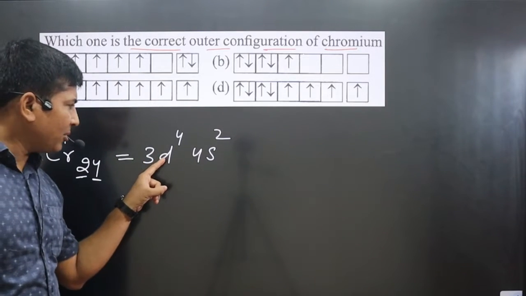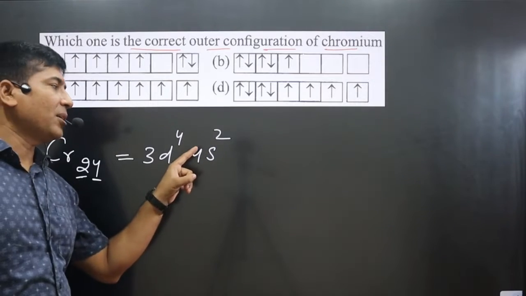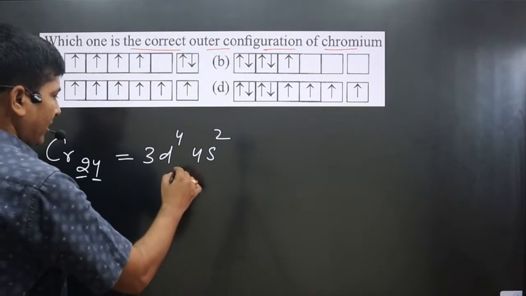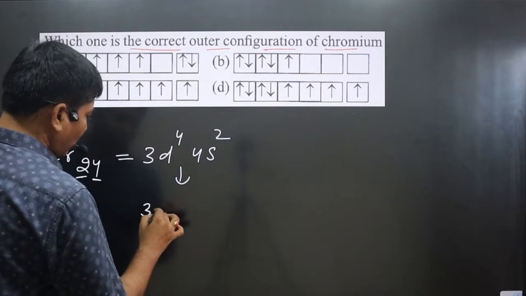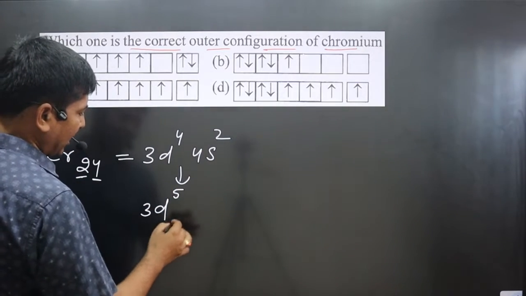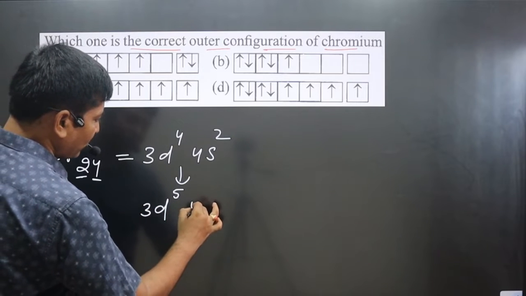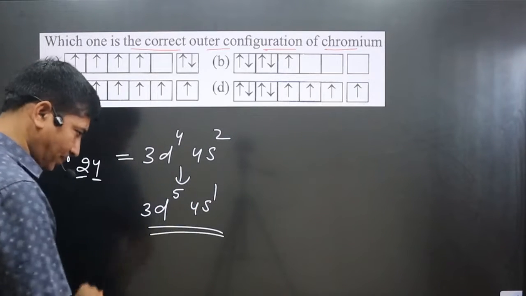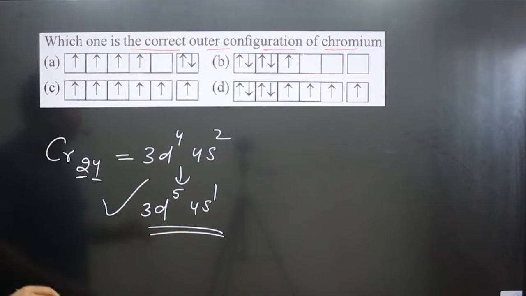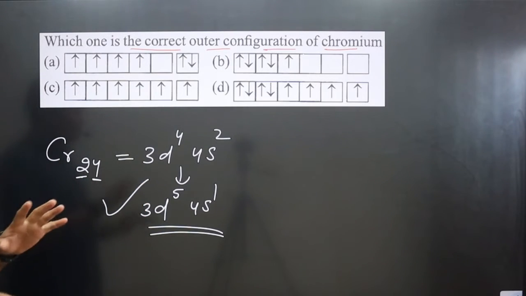But now the d orbital pulls one electron from the s orbital to be in a stable state, because it will be half filled. It is a spontaneous process, it happens automatically. It pulls one electron from the s orbital, then it becomes 3d5, and we have 4s1. This is the outermost electronic configuration for chromium.